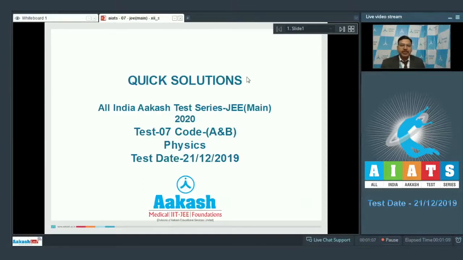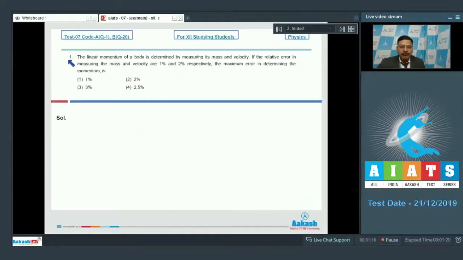Let's go to question number 1. Question 1 says the linear momentum of a body is determined by measuring its mass and velocity. If the relative error in measuring the mass and velocity are 1% and 2% respectively, the maximum error in determining the momentum is. Well, we can see that the question is from the topic errors and specifically propagation of errors.